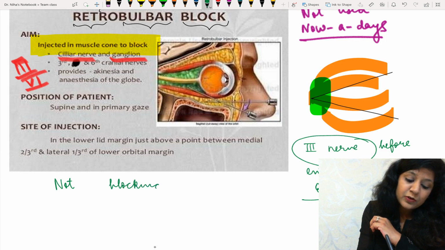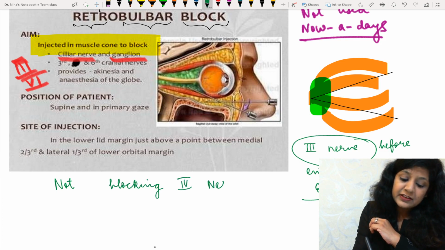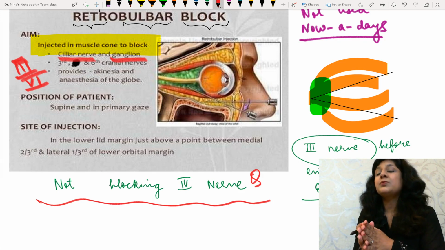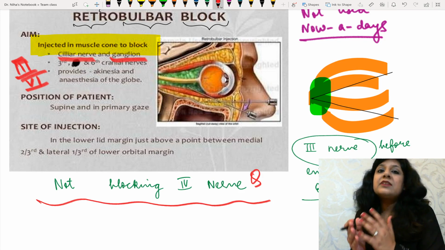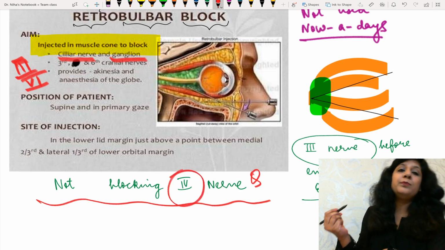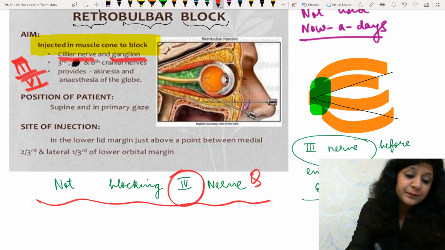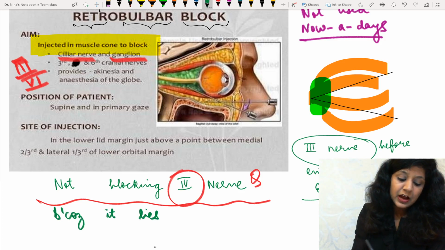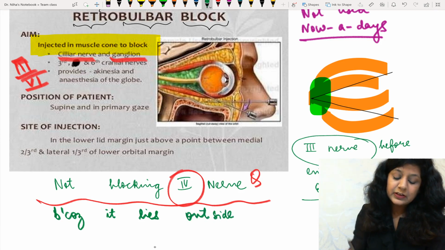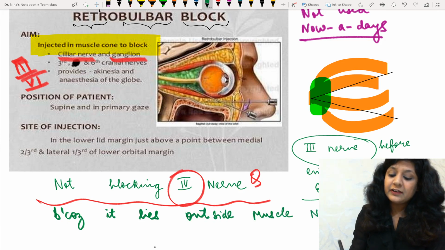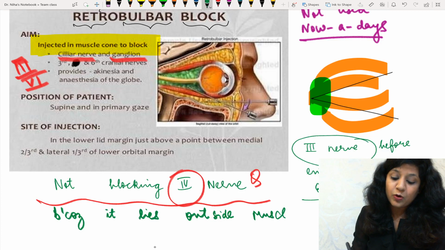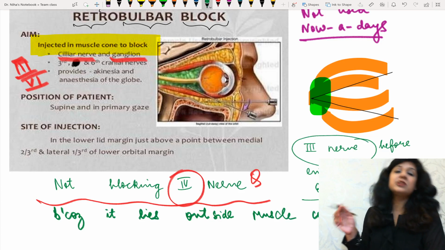But important thing is that this is not blocking the fourth nerve. Why is this not blocking the fourth nerve? This is an important question also. So many times this question is asked: all of the following muscles will be paralyzed by the retrobulbar block except. So the answer will be superior oblique, because we are not able to block the fourth nerve because it lies outside the muscle cone. It is the only nerve which is lying outside the muscle cone, and that is why we are able to block all the nerves except for this fourth nerve. So this is an important thing.